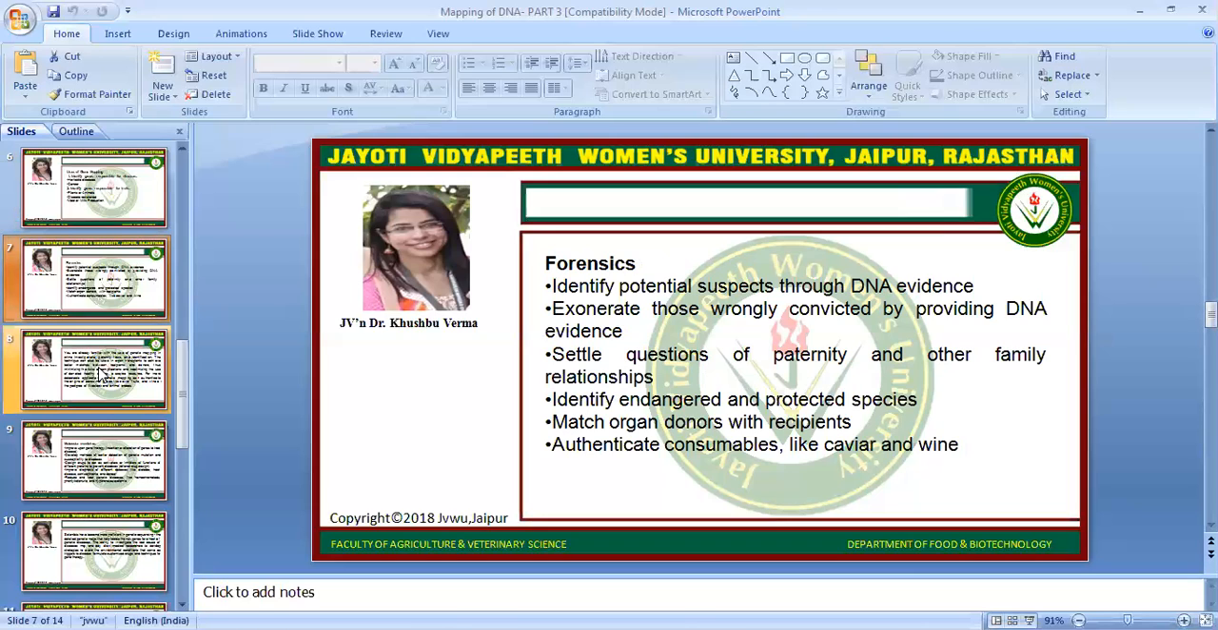The first application of gene mapping is in forensics. It can identify potential suspects through DNA evidence, exonerate the wrongly convicted by providing DNA evidence, settle questions of paternity and other family relationships, identify endangered and protected species, match organ donors with recipients, and authenticate consumables like caviar and honey.